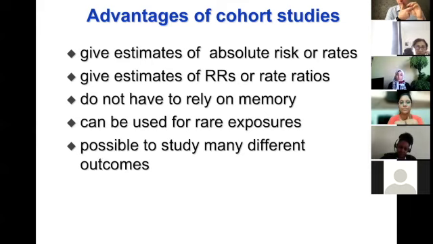You can calculate relative risk or rate ratios. You do not have to rely on memory normally because people are healthy. Some smoke. You can ask them, do you smoke? Some don't smoke. So you can follow it over time. So you usually don't have to rely on memory.